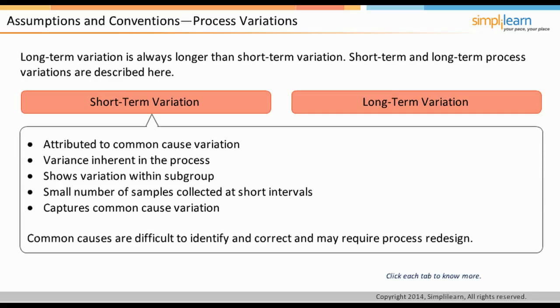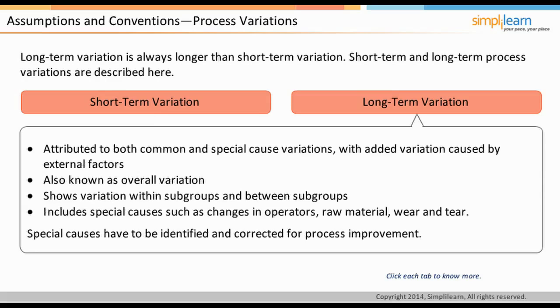Short-term variations are due to the common causes. The variance is inherent in the process and known as the natural variation. Short-term variations show variation within subgroup and are therefore called within subgroup variation. They are usually a small number of samples collected at short intervals. In short-term variation, the variation due to common causes are captured. However, common causes are difficult to identify and correct. The process may have to be redesigned to remove common causes of variation.